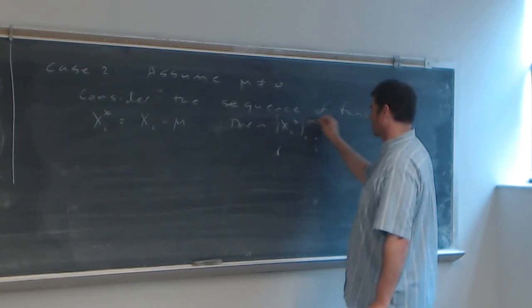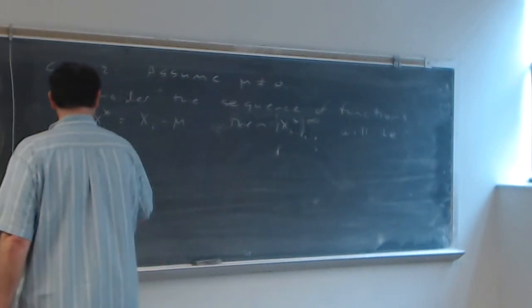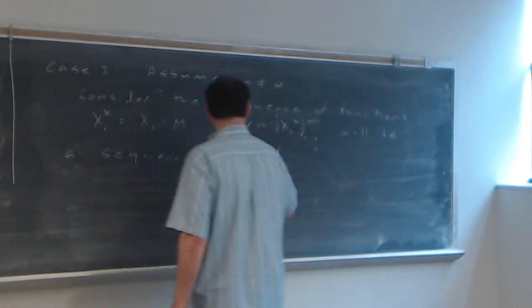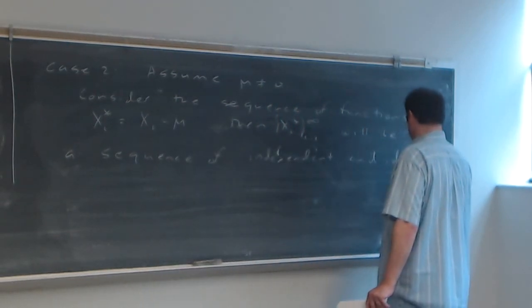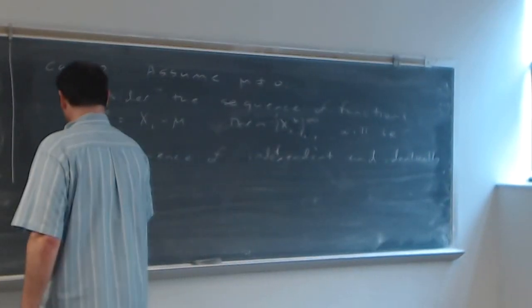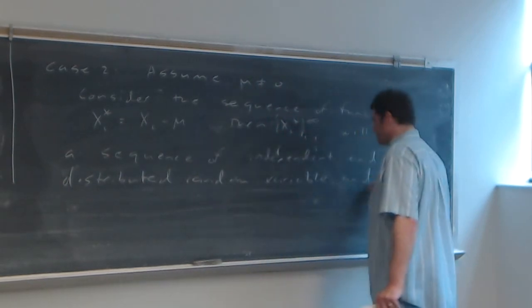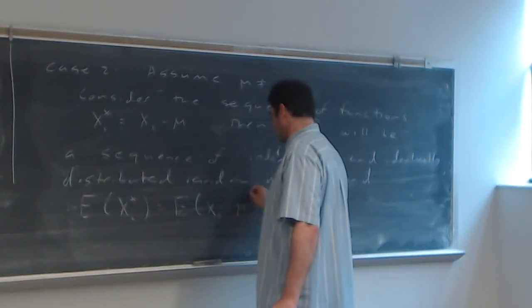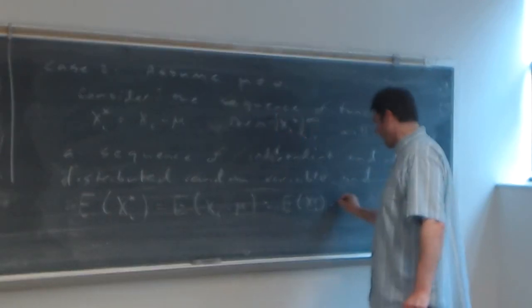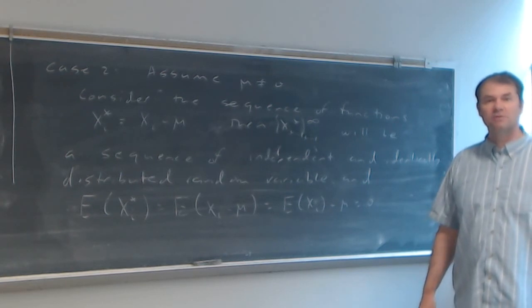these X_i stars will be a sequence of independent and identically distributed random variables. And the expected value of X_i star, which equals the expected value of X_i minus mu, is equal to the expected value of X_i minus the expected value of the constant, which is just mu, which equals 0. And so the X_i stars sequence is just like case 1.